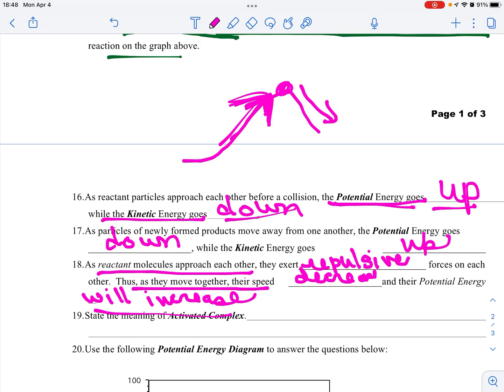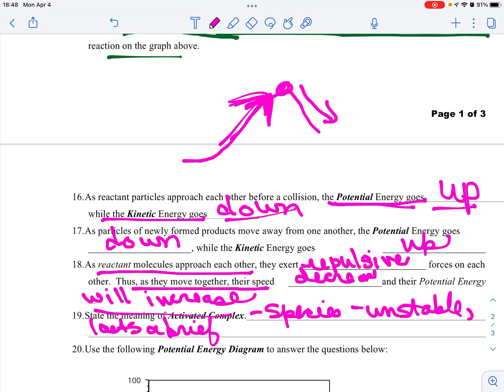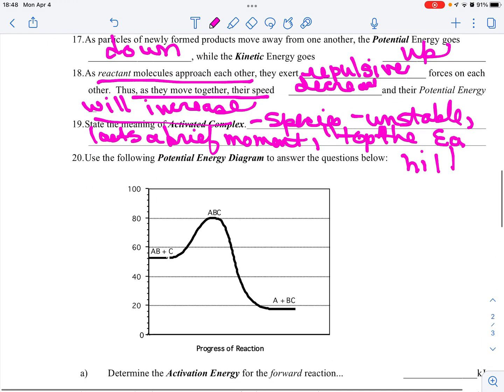Then we have an activated complex. This is a species that's highly unstable. It lasts a brief moment, and it's at the, I'm going to call it the top of the activation energy hill. It's what exists right up there. And I think that's all of my first part here.